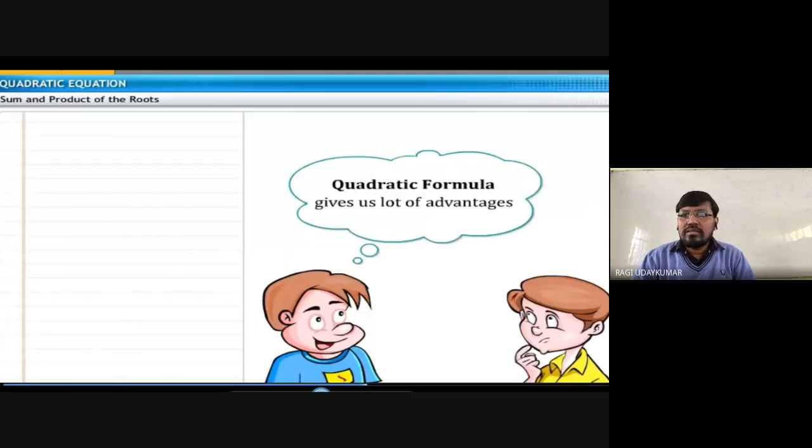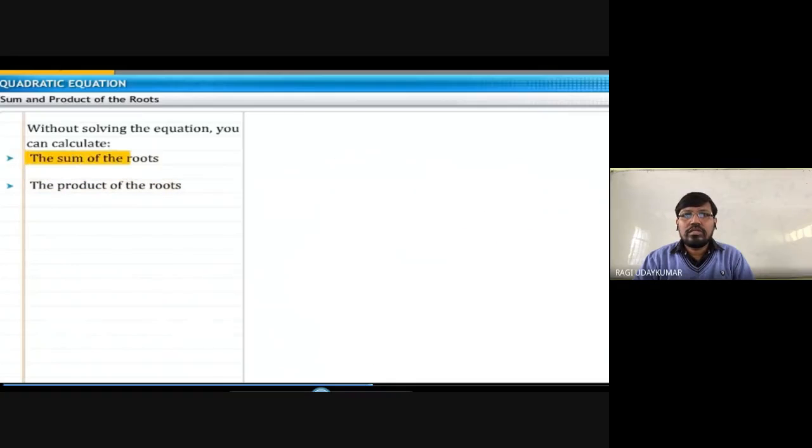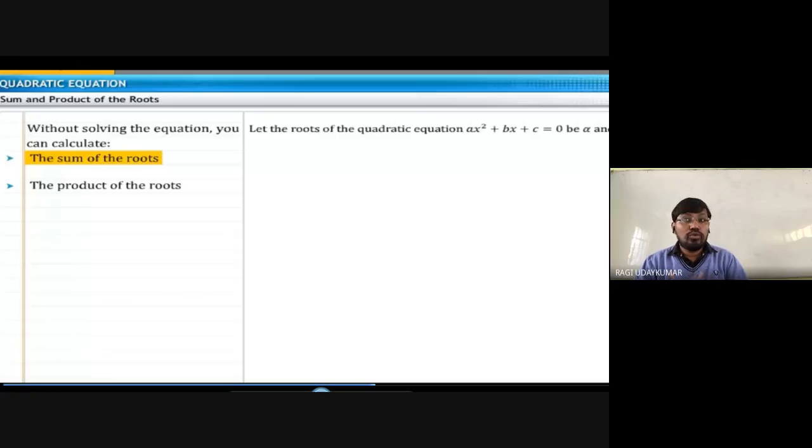Actually, it gives lots of advantages, but it is a tedious job. Without solving the quadratic equation, you can use the quadratic formula and find the sum of the roots and product of the roots also. How do we find the sum of the roots? Although you don't know the roots, most of the problems are based on this. If you don't know the roots also, you can find their sum using the formula.